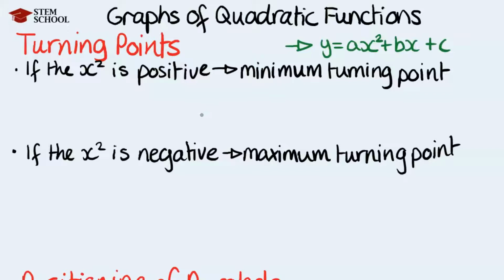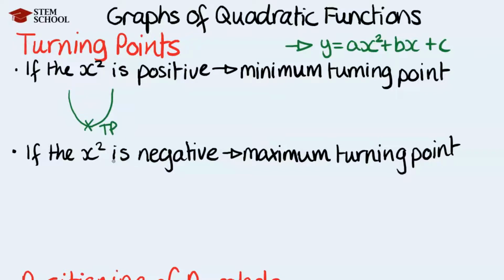Alright, so moving on to some more theory about turning points that you need to know. What we need to know is that if the x squared term in the quadratic equation is positive, then the curve has a minimum turning point. So what do I mean by that? The minimum turning point will look like this. So the parabola will be shaped like a happy face if you think about it like that.